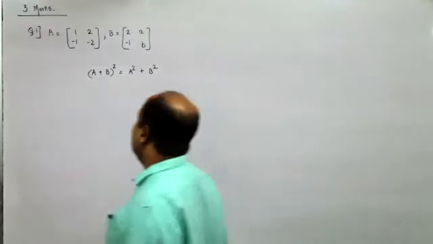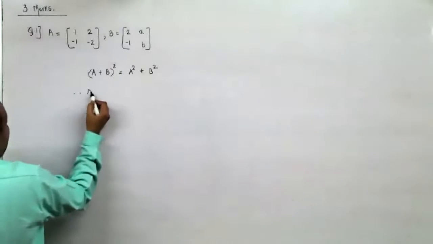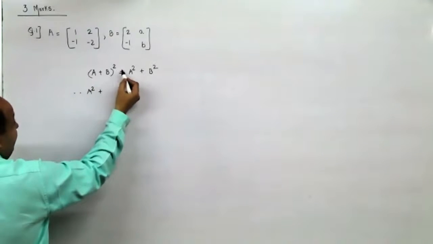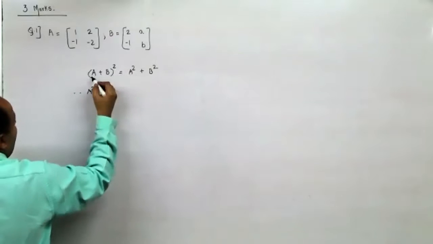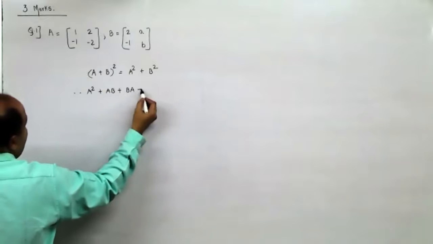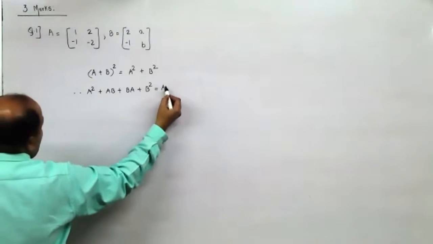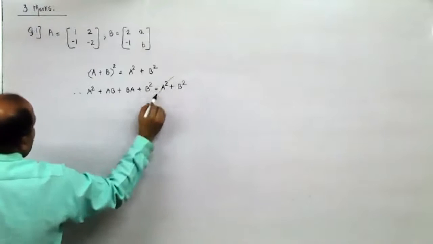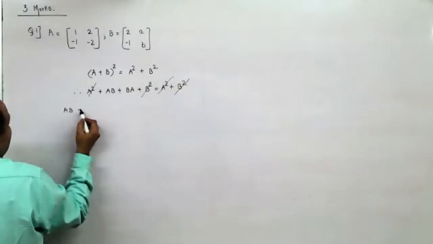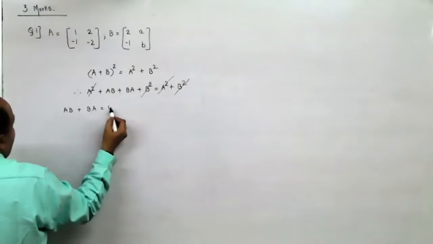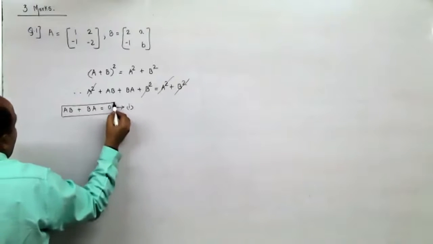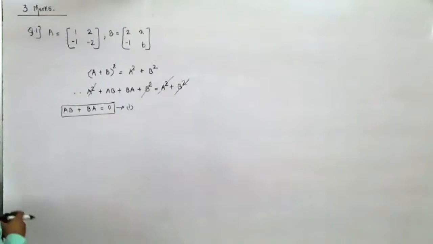What you need to do is, since this is given, you cannot write 2ab here. It would be a plus b into a plus b. So it is a square plus ab, then plus ba plus b square equal to a square plus b square. Now a square and a square get cancelled, so ab plus ba is 0. What is ab here?